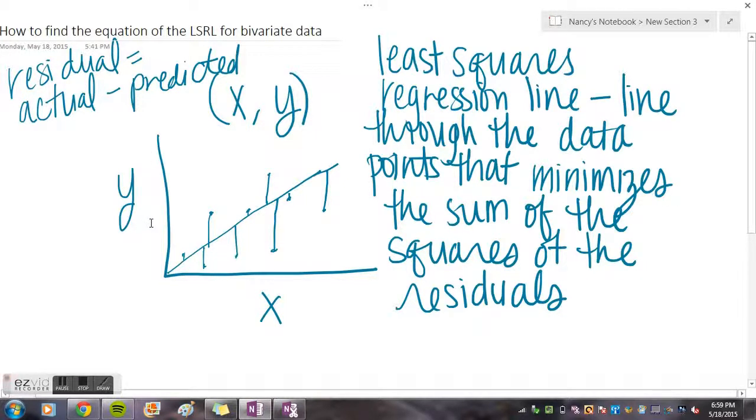And if the data shows a linear relationship between x and y, then the line that best describes the linear relationship is called a least squares regression line. And a least squares regression line is the line through the data points that minimizes the sum of the squares of the residuals. And this is the line that I drew in this scatter plot. And that's the line that minimizes the distance between the actual data points and the predicted data points.